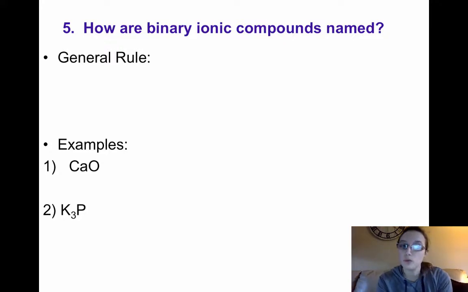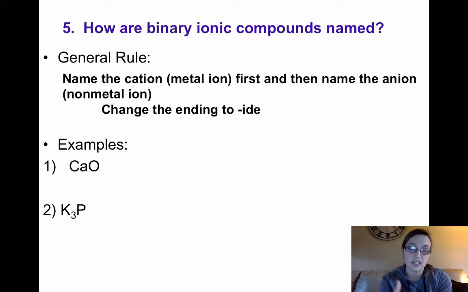Well, the general rule when naming ionic compounds is to name the cation first. And remember, the cation is the positive ion. This is typically the metal. And then you name the anion second. So you name the cation, which comes first in the formula, and then you name the anion. The anion is typically the nonmetal. But what you have to do with the anion is change the ending to IDE. The IDE with the anion tells us that it's a nonmetal from the periodic table.